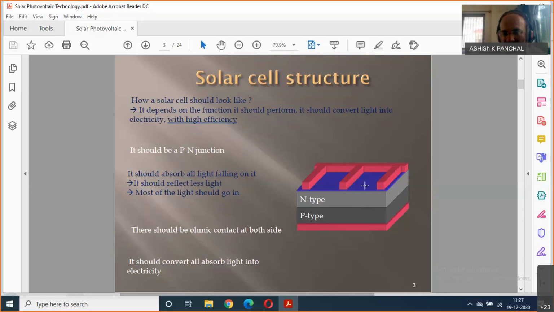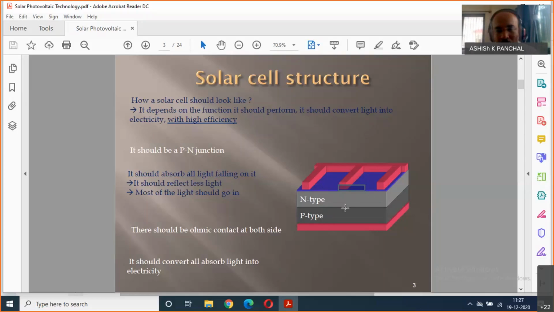This is known as anti-reflection coating. What is the function of this anti-reflection coating? It does not allow the light to be reflected. It will try to send the light into the junction. So anti-reflection coating and other texture. One major function is that light should not be reflected.